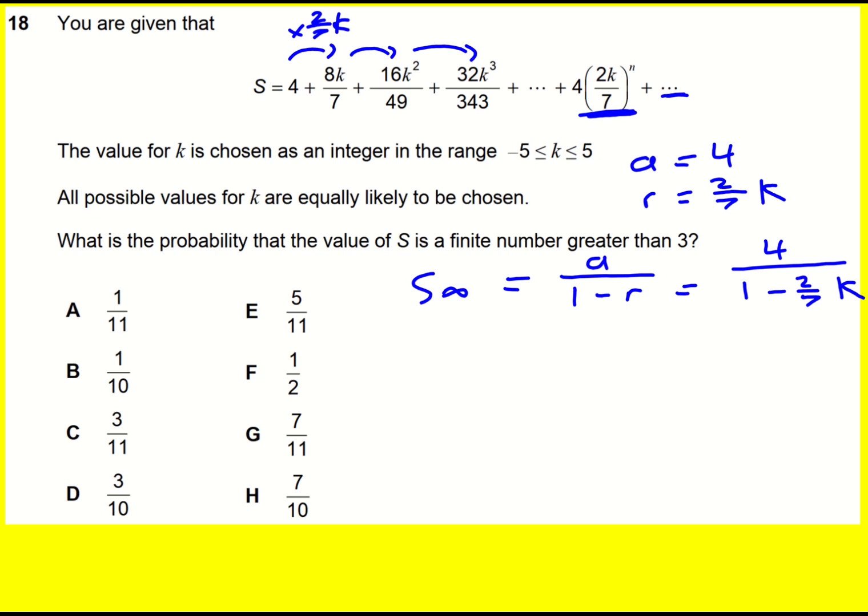So one way to do this question, actually, this is how I did it, is you could just now sub in different values of k and get a feel for it, but we're going to do even better than that. We're going to solve 4 over 1 minus 2/7 k greater than 3.